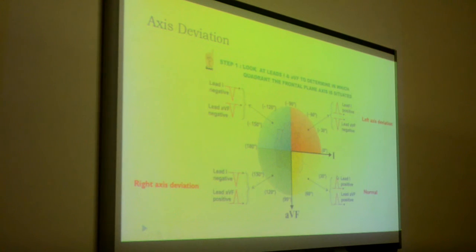Now, let's say this is normal: lead 1 and AVF both positive. Now let's say there is left axis deviation. Basically the impulse of the patient's heart, rather than going from the AV node down like this, is going this way. We're not going to go too much into the causes of this, as it can be a bit complicated to understand. But one of the most important causes is hypertrophy of the ventricles, and I think that makes sense.